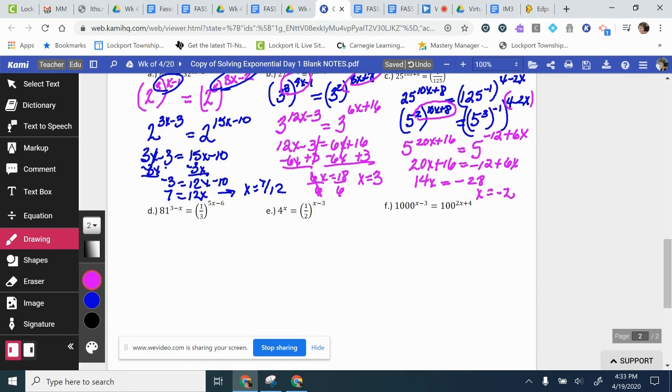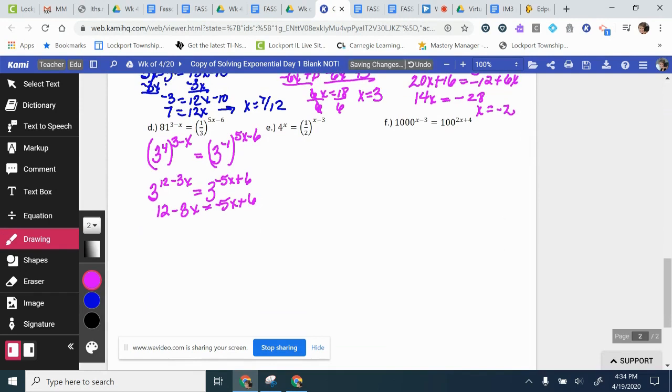Okay, there's a couple more that we're going to try. Three to the 4th to the 3 minus x, and this equals 3 to the negative 1 to the 5x minus 6. And I'll have 3 to the 12 minus 3x equals 3 to the negative 5x plus 6. 12 minus 3x equals negative 5x plus 6. And we'll solve for x.